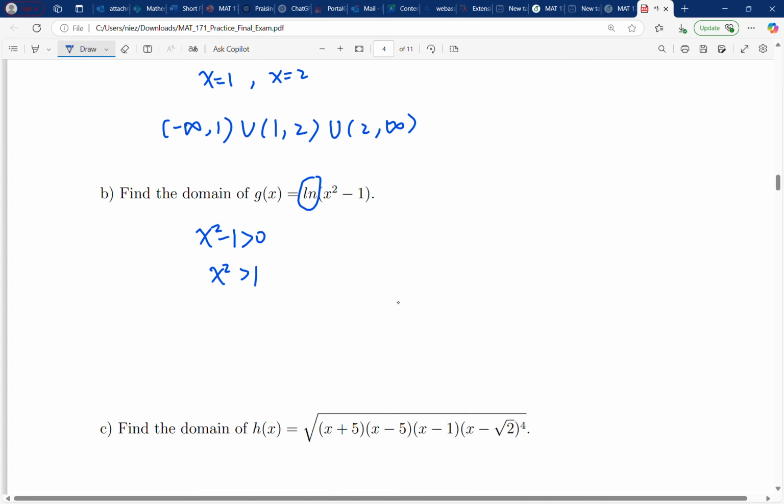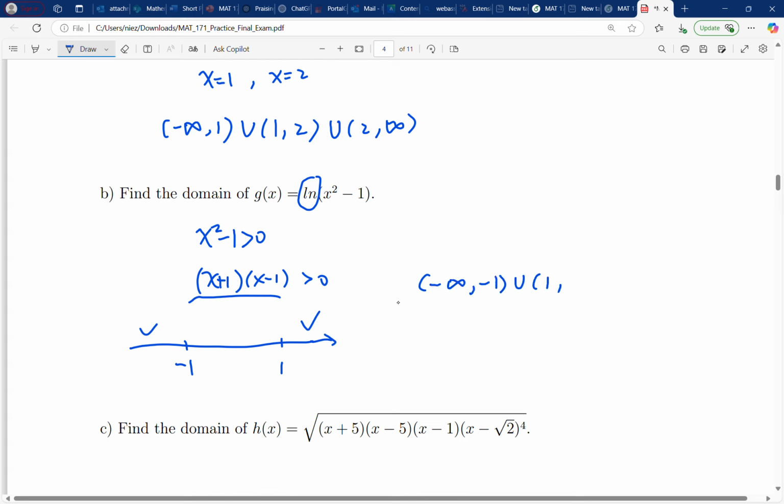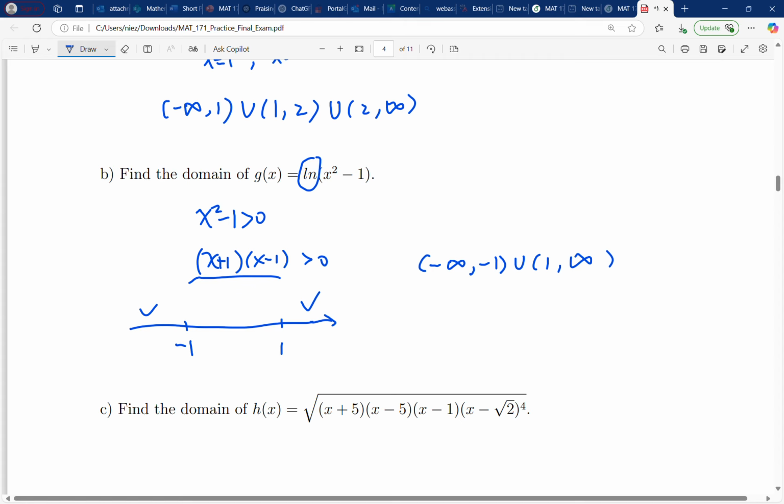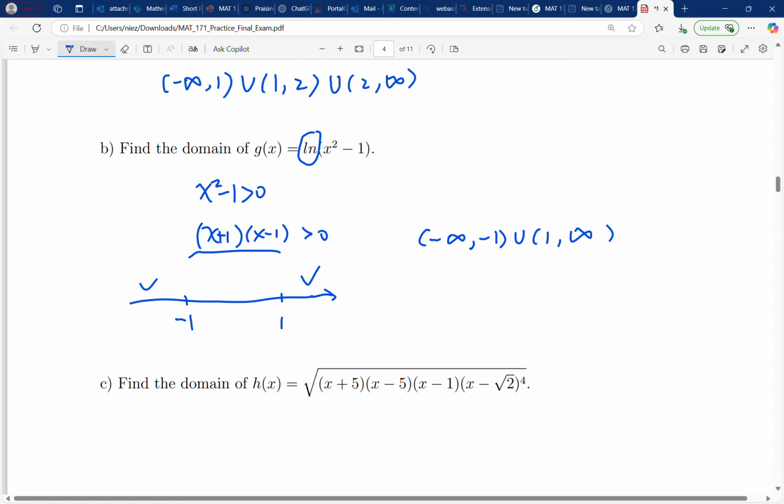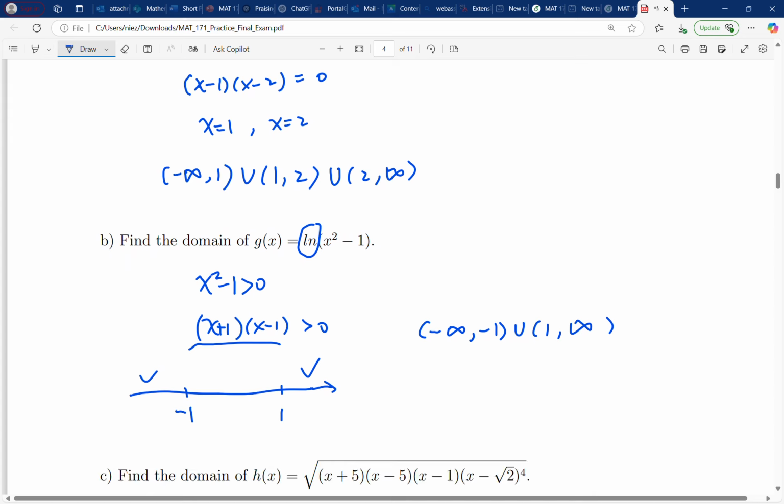You can either do it this way or factor it: x plus 1 times x minus 1 greater than 0. You let each factor equal 0 and find two values, negative 1 and 1. Since it's greater than 0, you pick the two outer parts; if it's less than, you pick the middle part. So here it's negative infinity to negative 1, union 1 to infinity. This is a quadratic inequality.